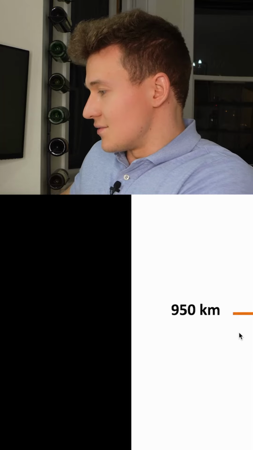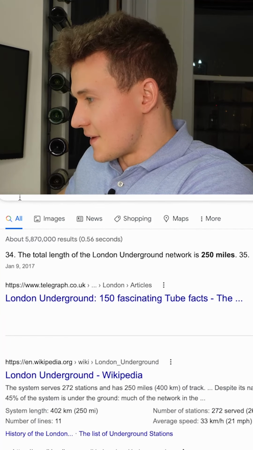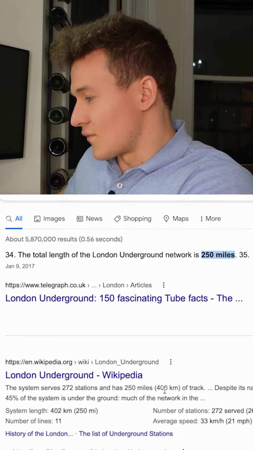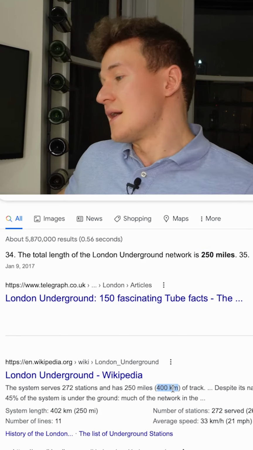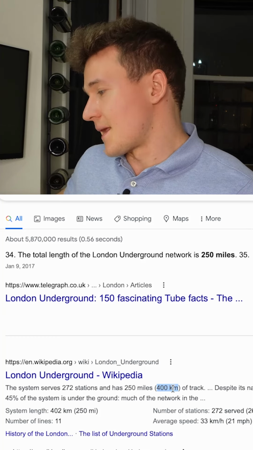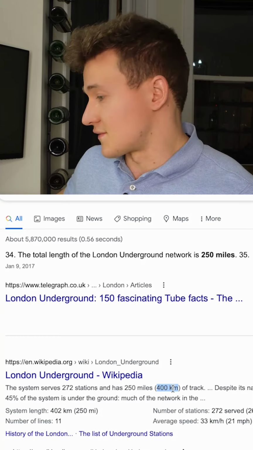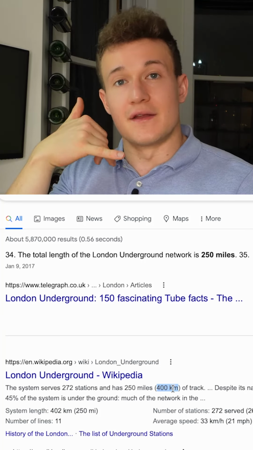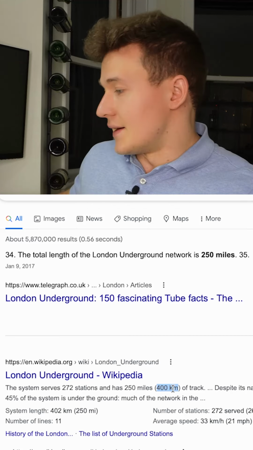Now, if you actually Google this, or let me have a quick look, London Underground tunnel length, you can see this is 250 miles, which converts to 400 kilometers. So I got it actually quite accurately. I was just off by like 75 kilometers or so, which is not a bad estimate given that I only had like a few seconds, maybe a minute in total on the phone talking to them.